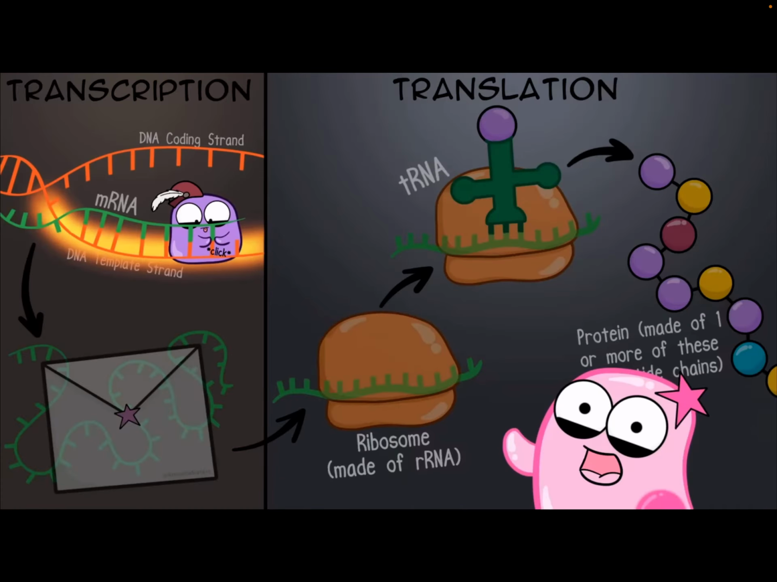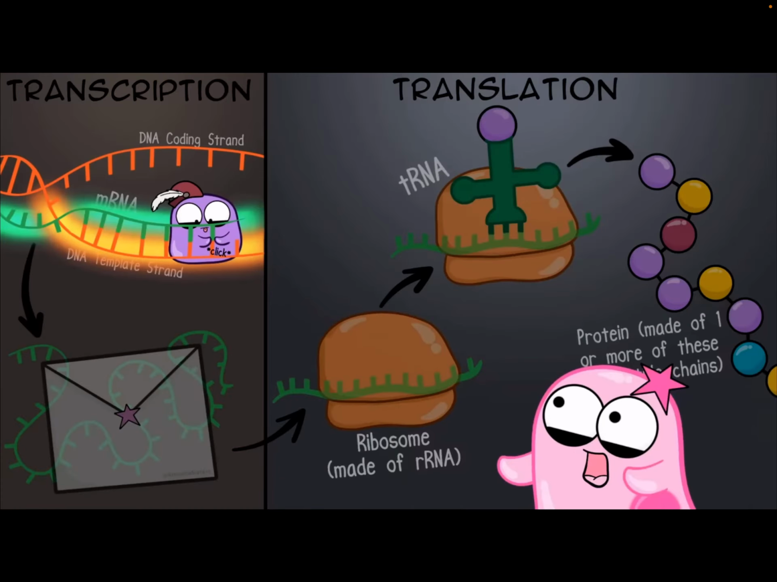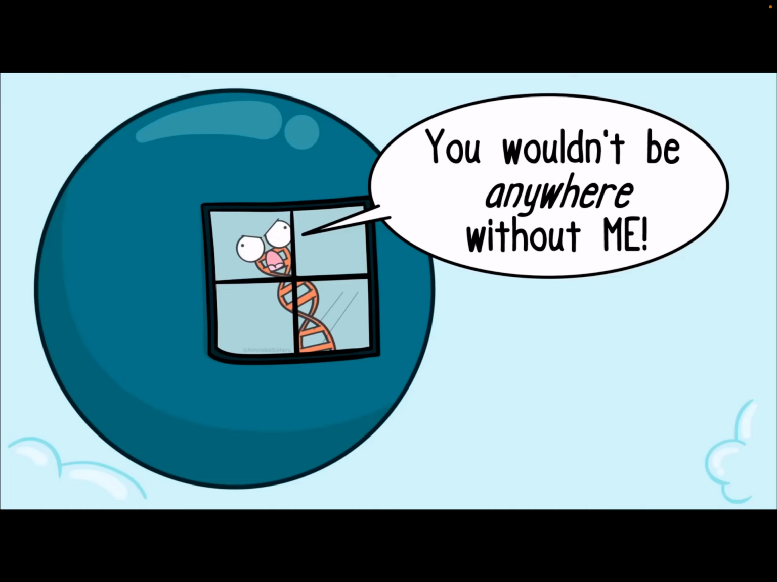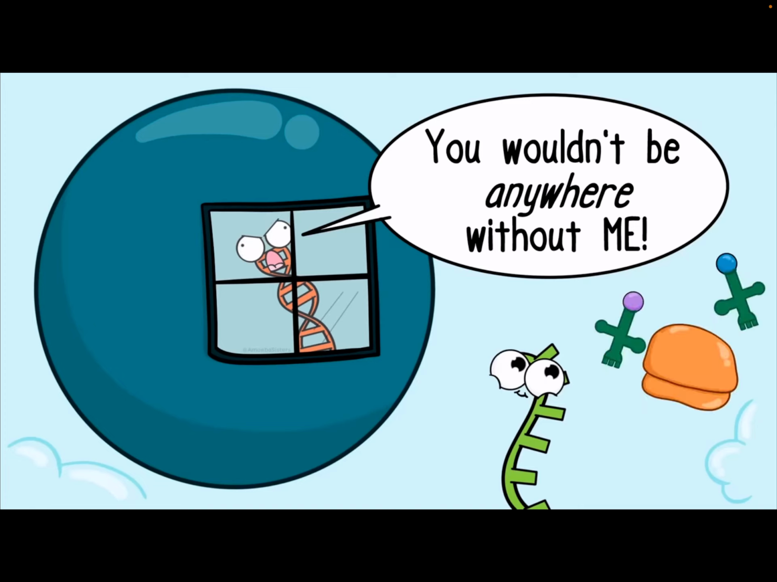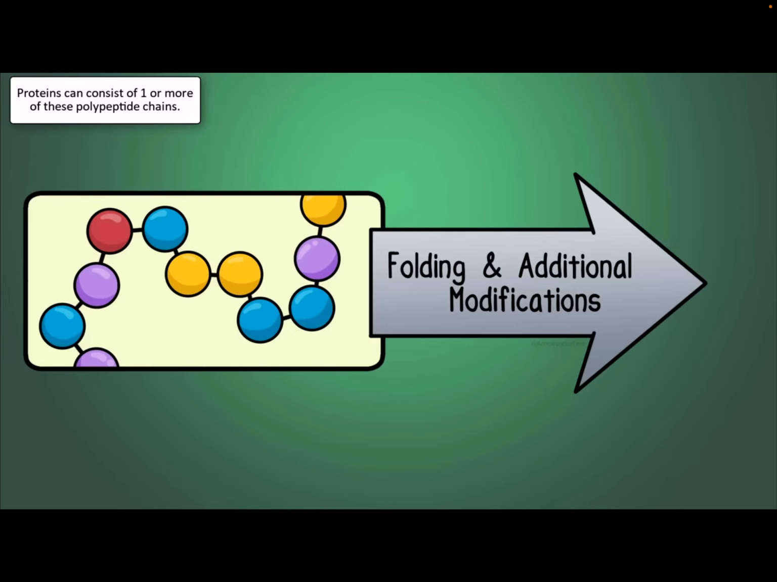But remember, that mRNA was complementary to the DNA, so the DNA ultimately was the director of the entire protein building. Of course, it couldn't have done it without some serious help from mRNA, rRNA, and tRNA. Protein folding and modification may occur, and the protein may need to be transported. This can all vary based on the protein structure and function.